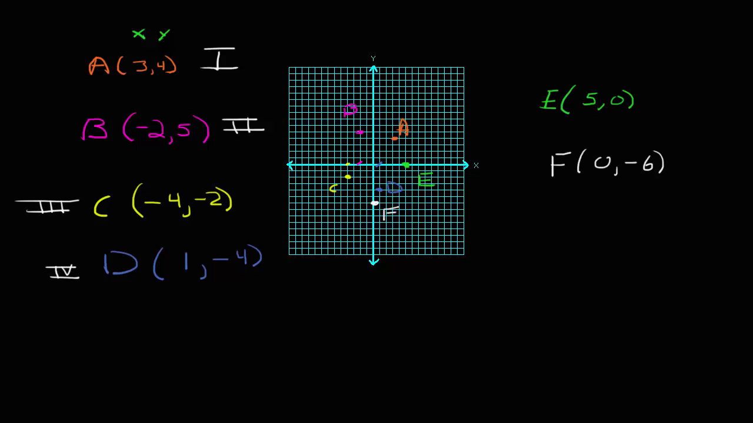And now for points E and F. Points E and F are not in any of the quadrants. They're on our axis. Any point that is on an axis is not in a quadrant. It is on the number line, it is on the axis, but is not in a quadrant. Some students confuse that. Don't be one of them.